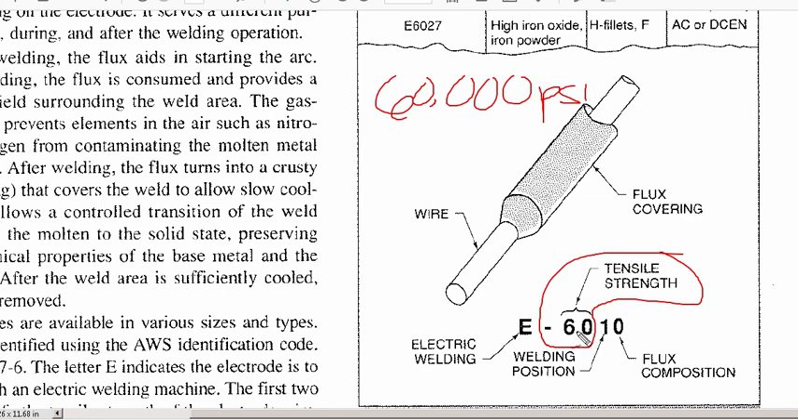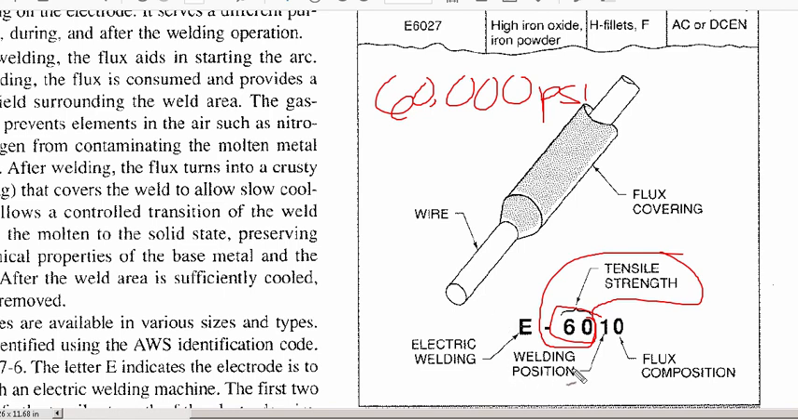So this is a very important number, because you want this to match up with whatever material you're using. If we're using steel, we definitely want to use something that is close to the same strength as steel, and that's why we use the E60s. Of course, E stands for electric welding, although you see this omitted a lot because it's kind of assumed that's what you're going to be doing.